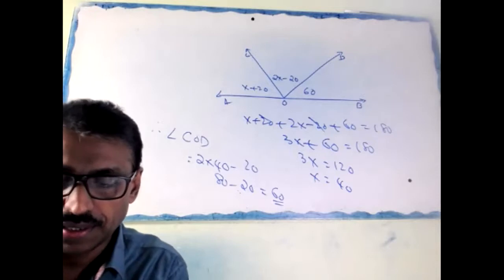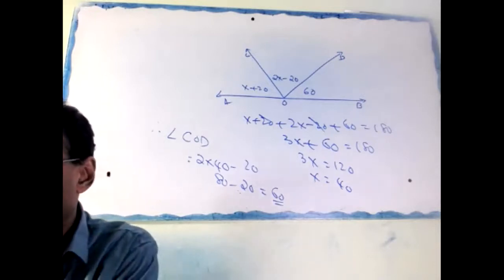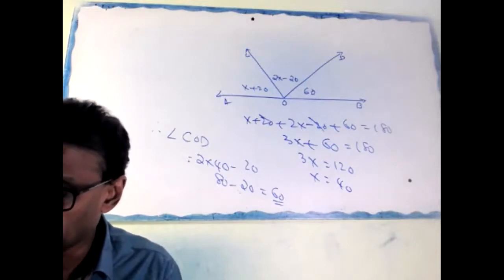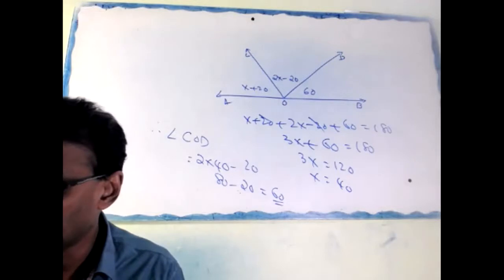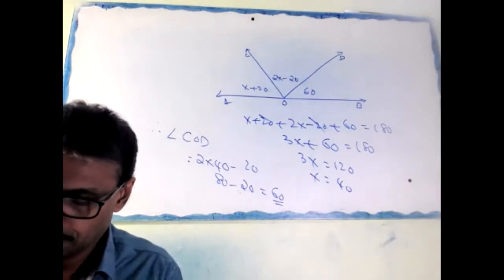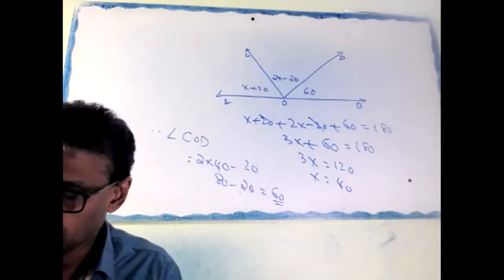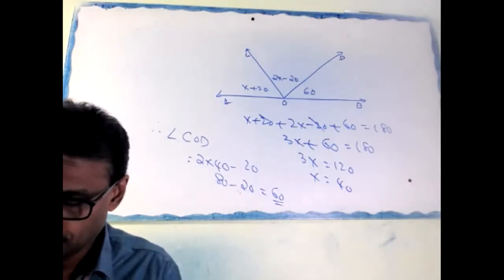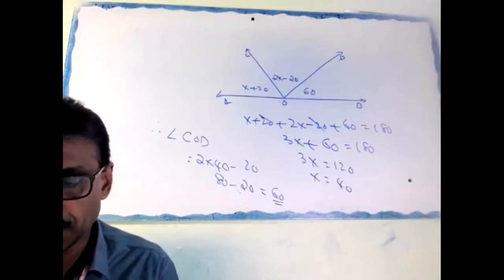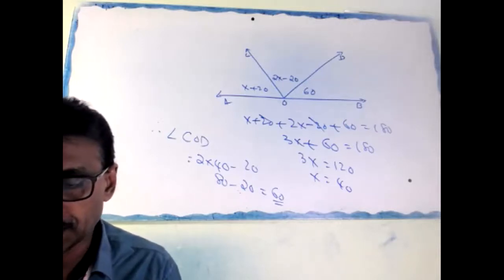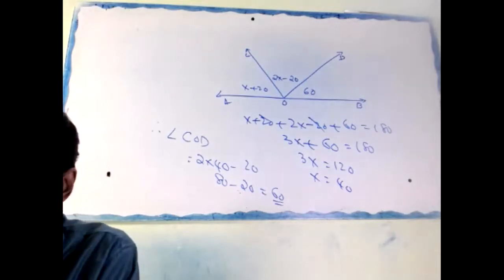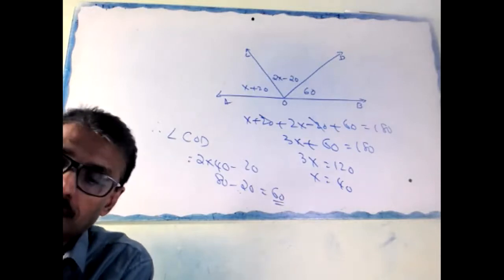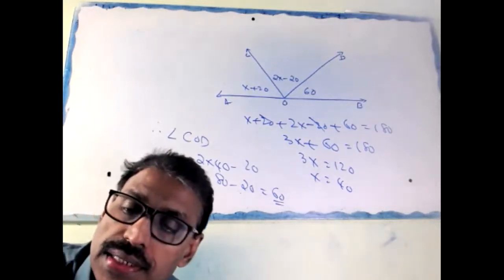What is the measure of an angle which is complement of itself?